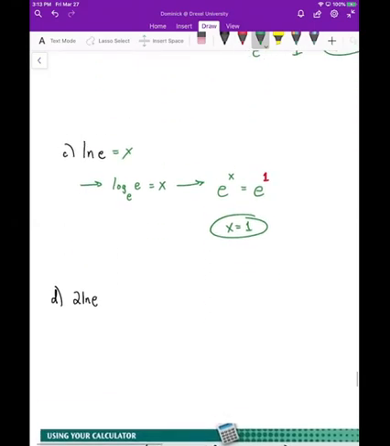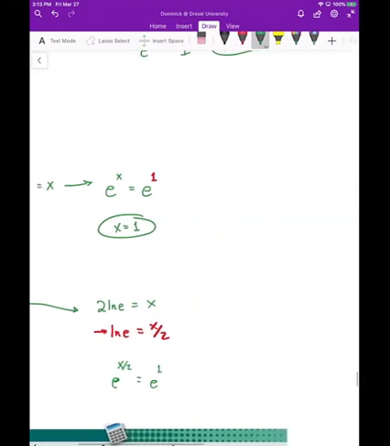Now in part D, you could use either one of the same arguments that we used in part B. We could say this is 2 times the ln of e, which we just found to be 1. So we should get 2 for this. Or you could say that 2 ln of e is equal to x. Then once you divide both sides by 2, you get that ln of e is equal to x over 2. And if we write this in exponential form, we get that e to the x over 2 is equal to e. Again, if you don't see the exponent, it's understood to be 1. So then we can say that these two things must be equal.